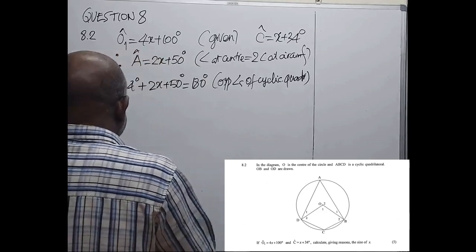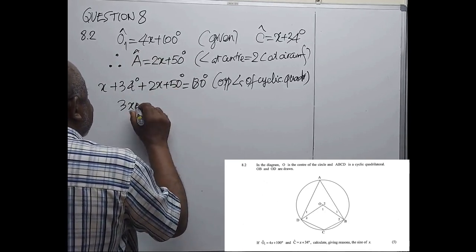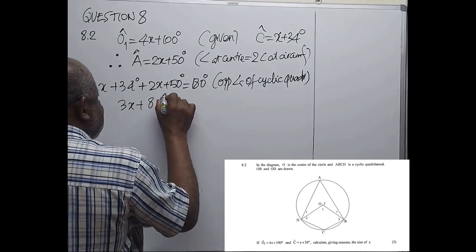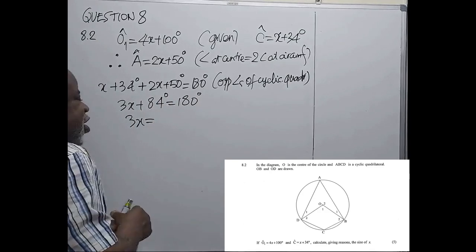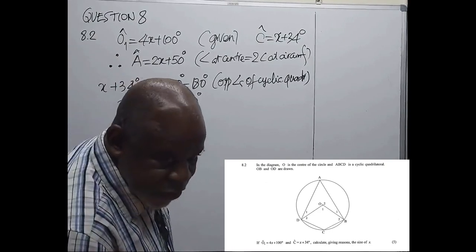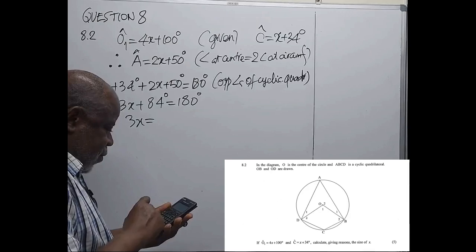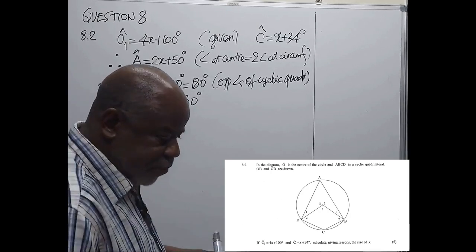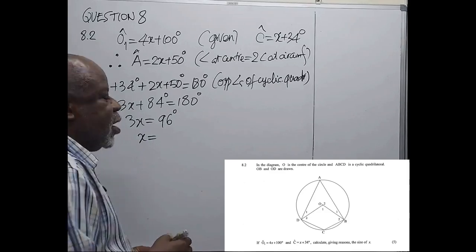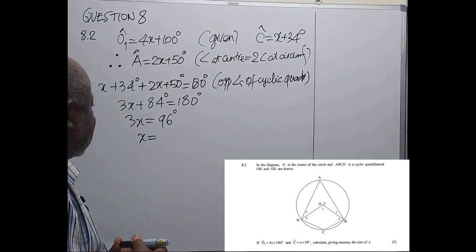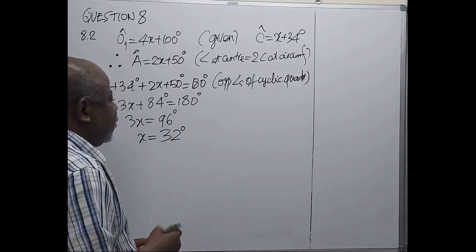So now we're going to solve for x. Once we have this equation, x plus 2x is going to give us 3x. 34 plus 50, we get 84 degrees is equal to 180, and 3x will be equal to 180 minus 84. Let's use a calculator. 180 minus 84, we get 96. So it's going to be 96 degrees, and x will be 96 divided by 3, then we get 32. So the value of x is 32 degrees.